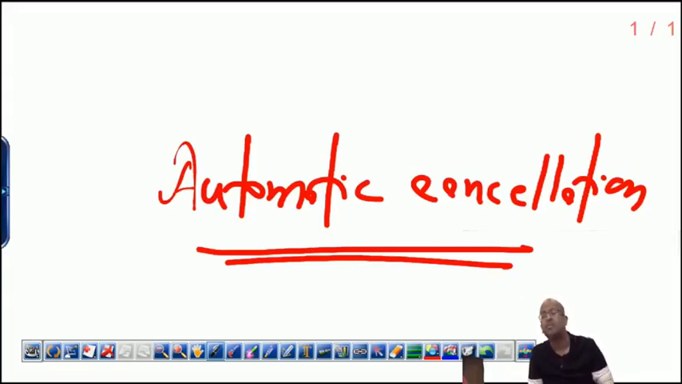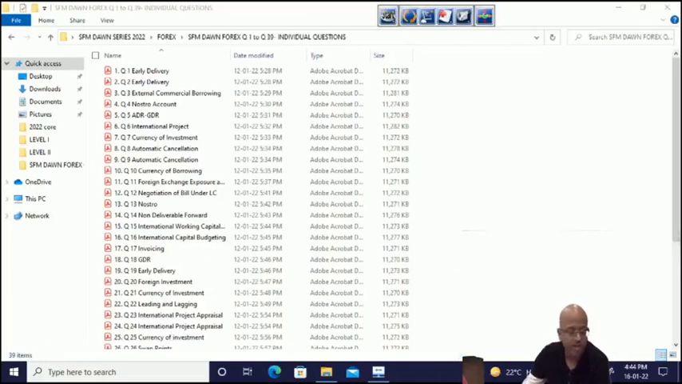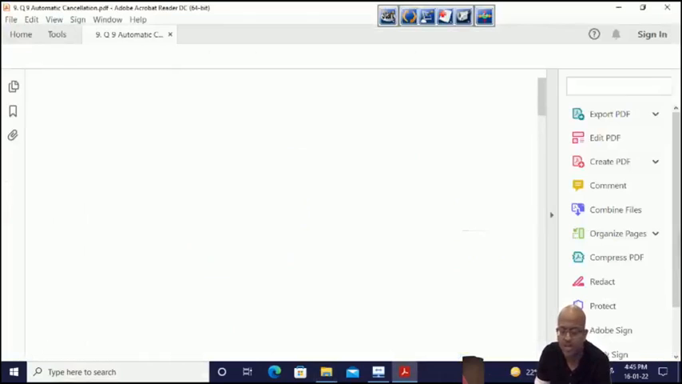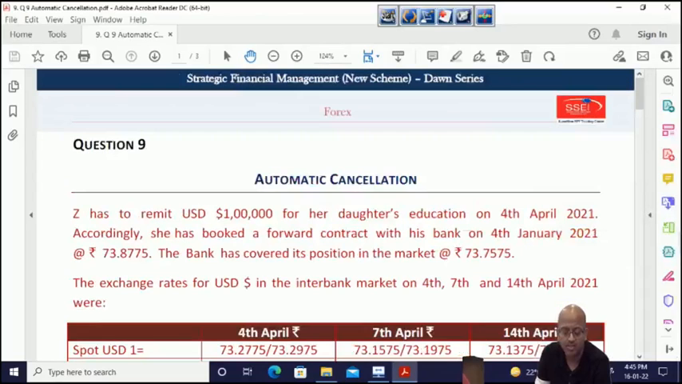Recently, a beautiful sum came on automatic cancellation. Let's have a look at the same. So here we have a sum on automatic cancellation, question number 9. I think that's the new one. I've taken 2 sums over here. Yes, automatic cancellation. This sum I think came in the December 21 paper or whatever.